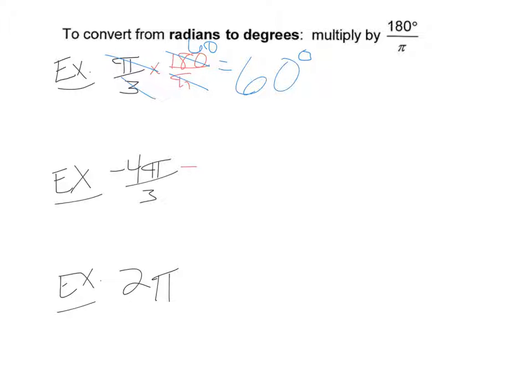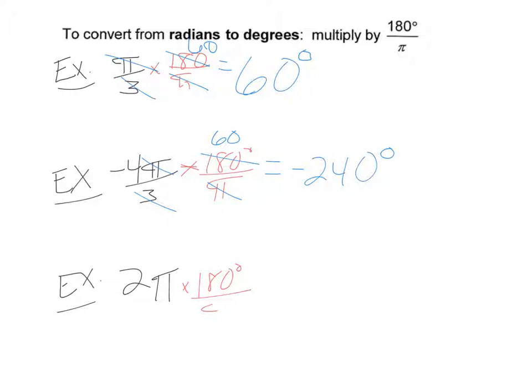Negative 4 pi over 3. Multiply by 180 over pi. Pi's are going to cancel. 3 goes into 180 60 times, so if I multiply across the top, I have negative 240 degrees. And one more. 2 pi, multiply by 180 over pi. The pi's cancel, and 2 times 180 is 360 degrees, which we said at the beginning that once around the circle is 360 degrees, and it's also 2 pi radians.